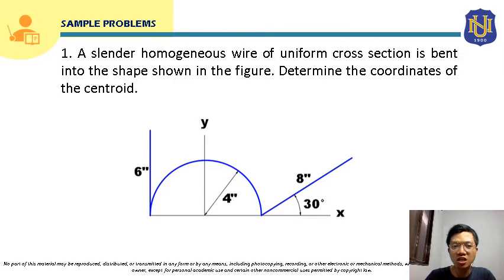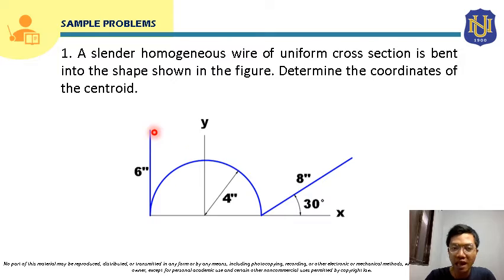So as we can see in this problem, this is a slender homogeneous wire. This is the slender homogeneous wire that we are mentioning here. This is the composite line, in blue ink. We are just considering a composite line here, so this is not a composite area.